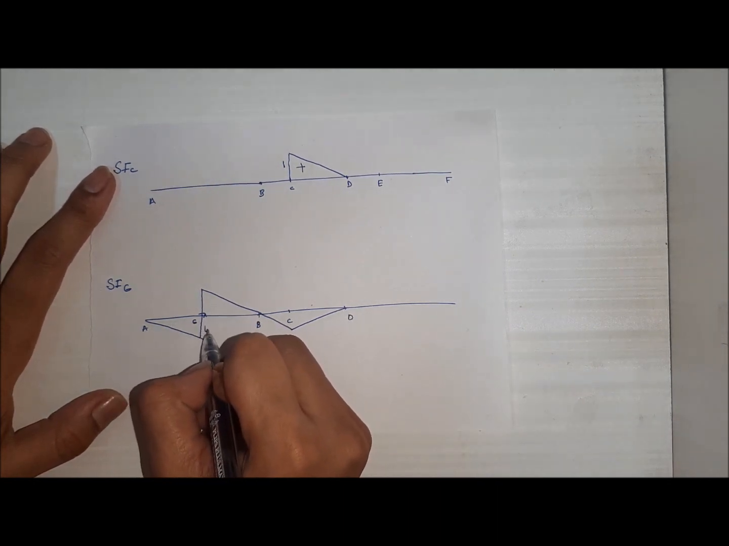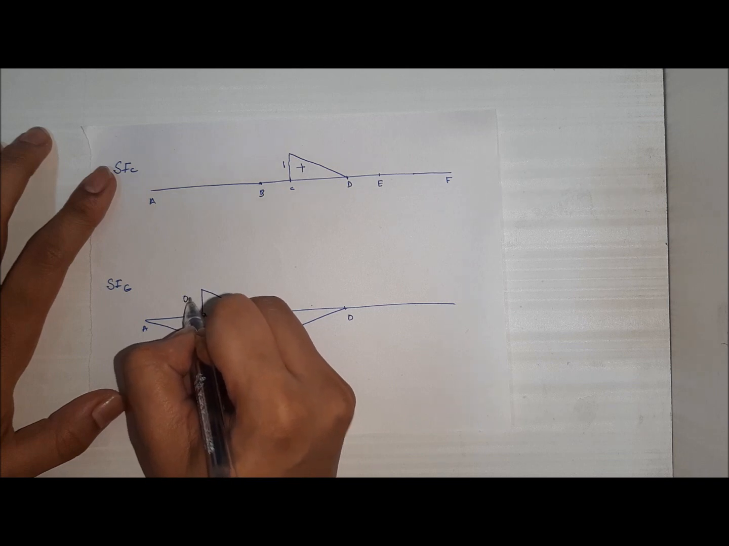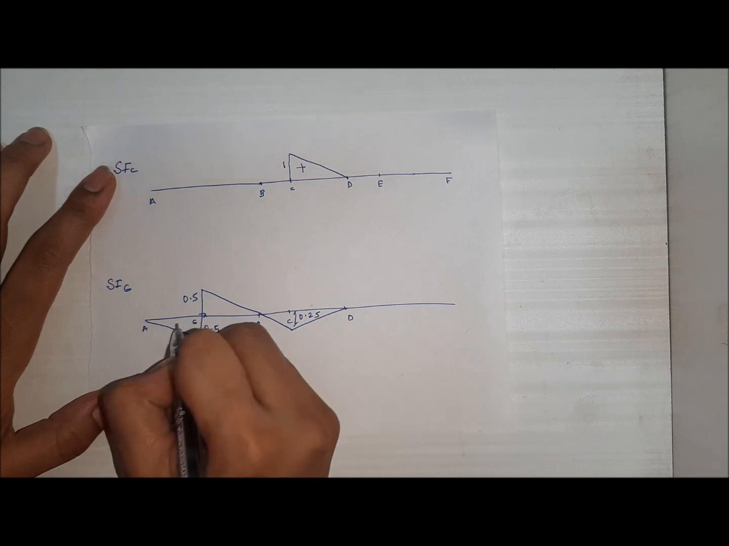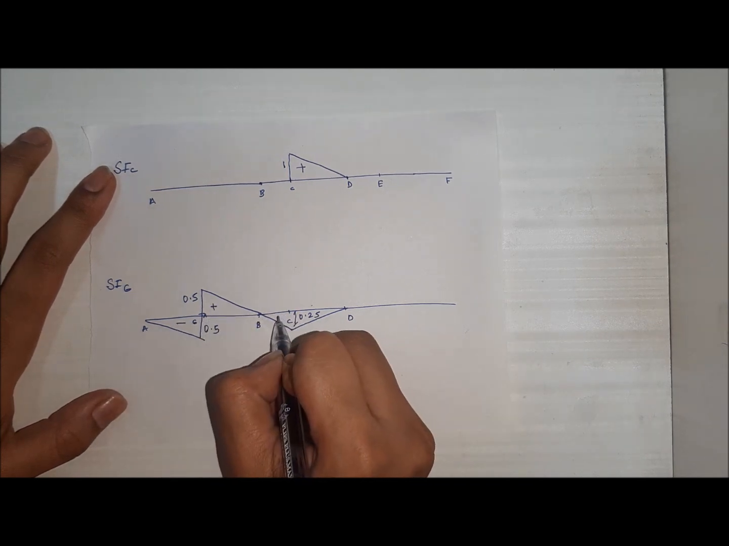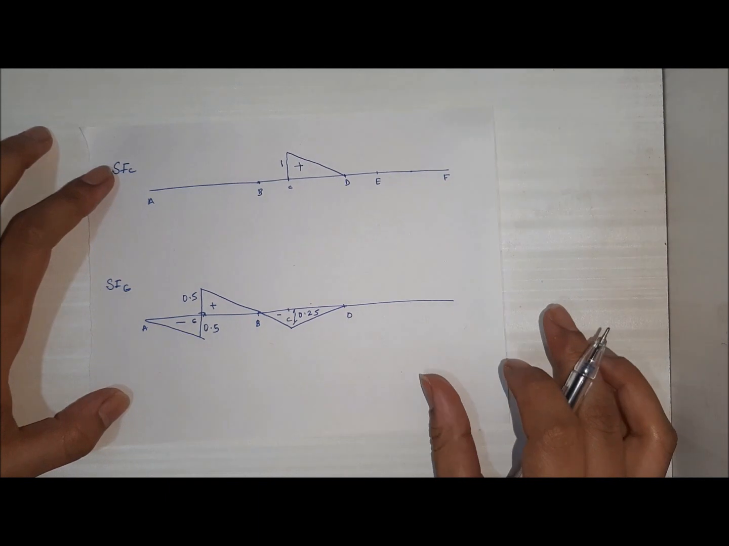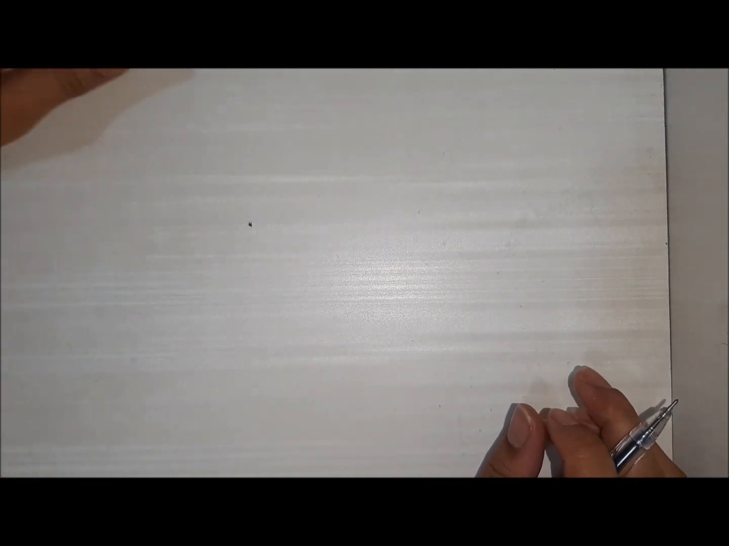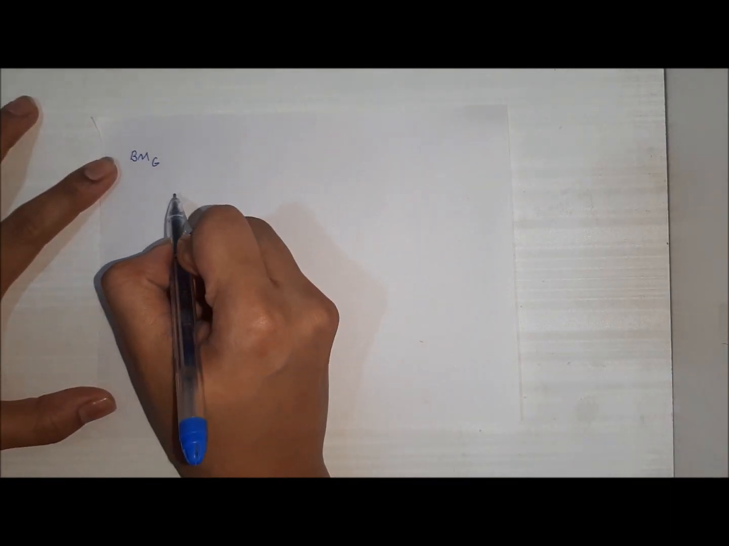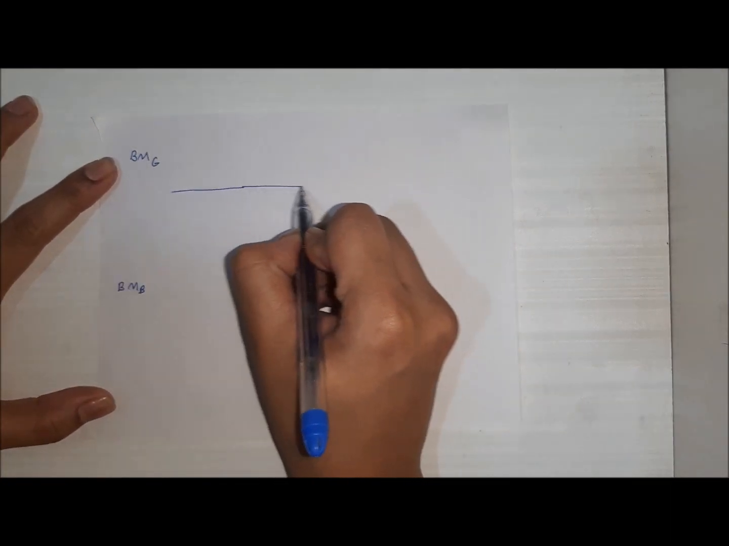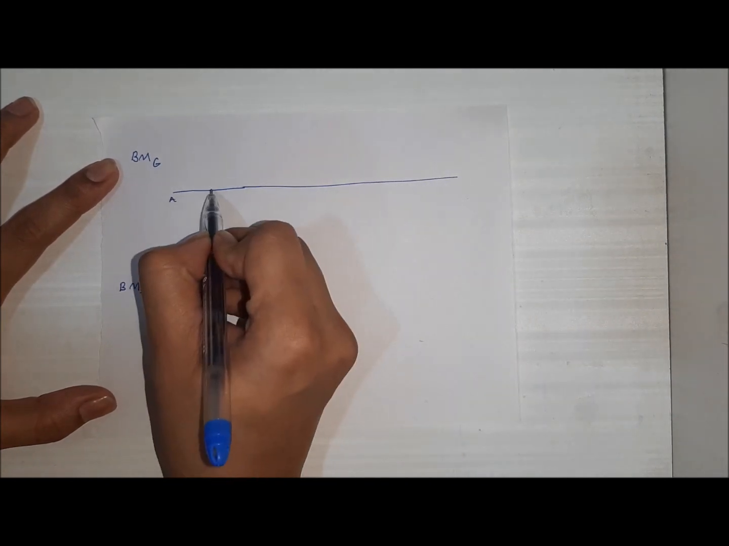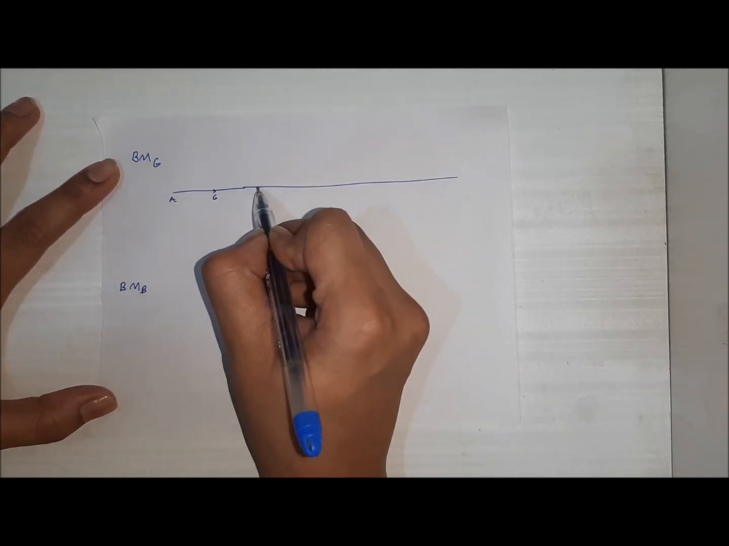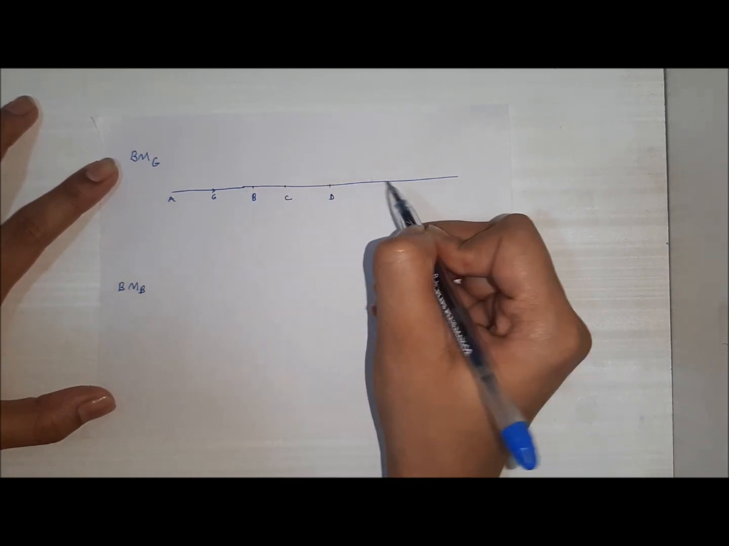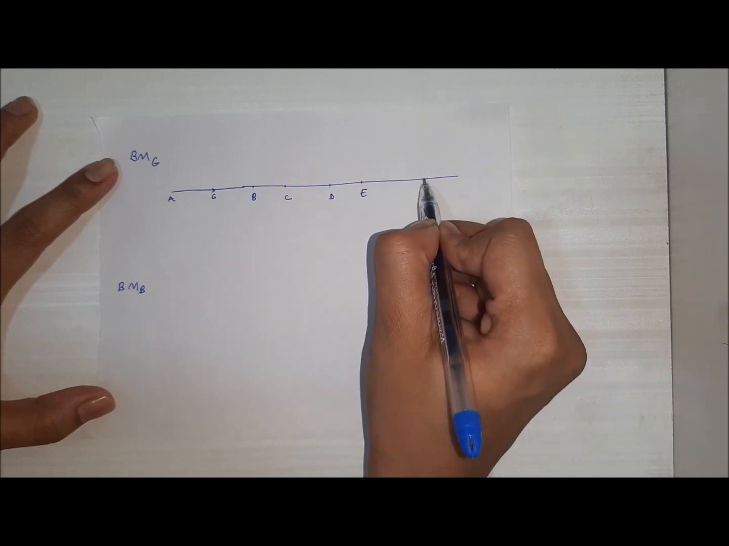This dimension will be 0.5, this will be 0.5, and this dimension will be 0.25. This will be negative, this positive, and this whole portion will be negative. Now we have been asked to find out the ILDs for bending moment at point G, that is the section in between AB. This is A, this is G, this is B, this is C, this is D, this is E, and this is F.